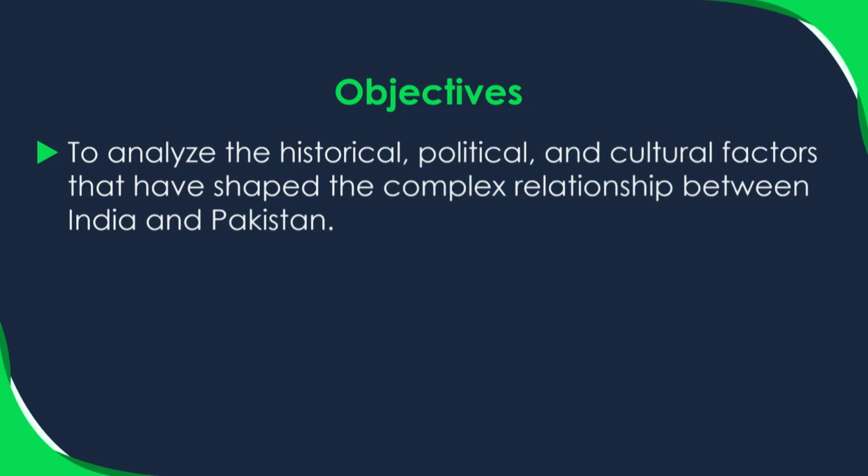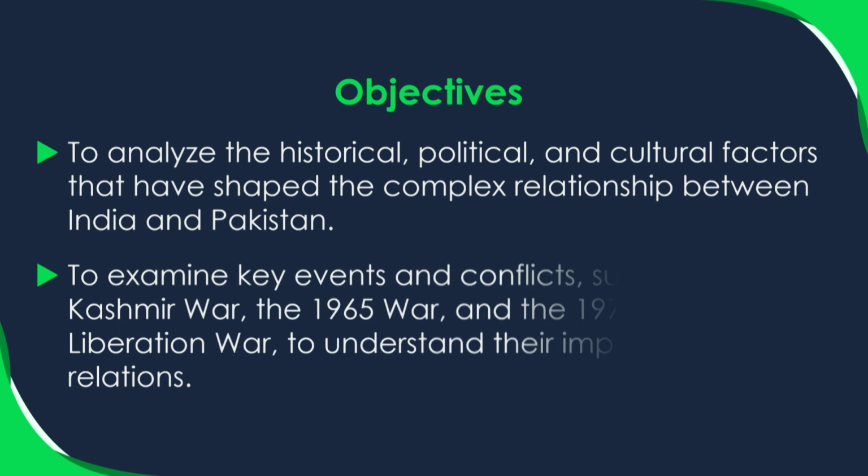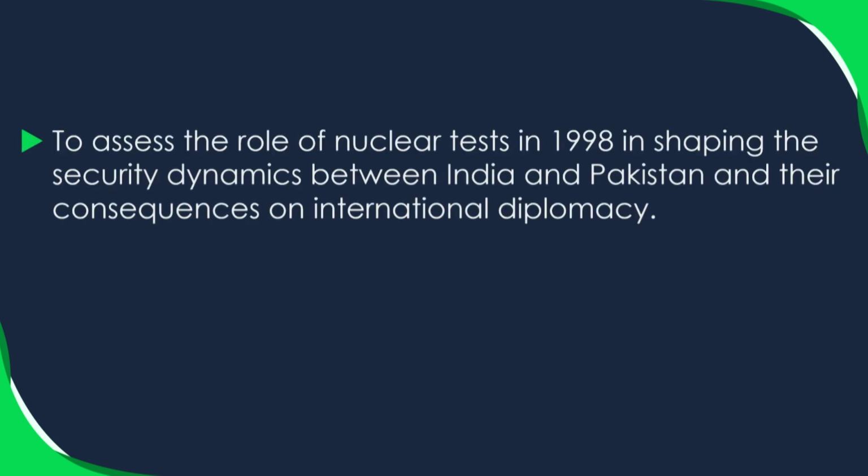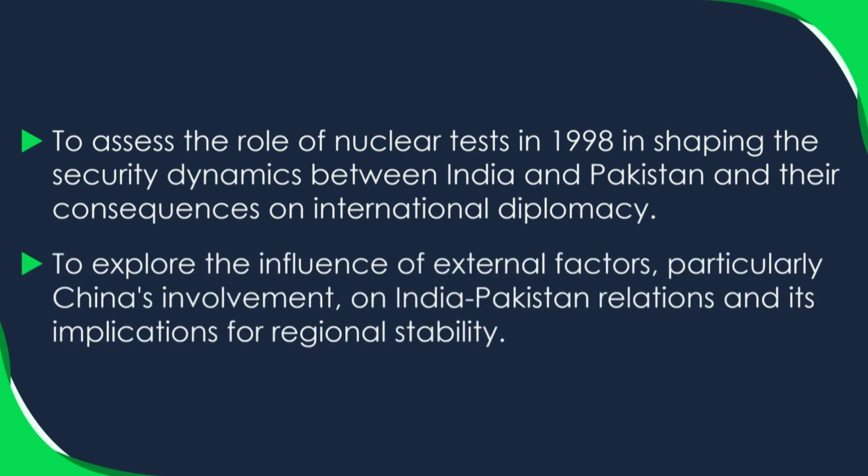The main objectives of this lesson are to analyze the historical, political and cultural factors that have shaped the complex relationship between India and Pakistan, to examine key events and conflicts such as the Kashmir War, the 1965 war and the 1971 Bangladesh Liberation War, to understand their impact on bilateral relations, to assess the role of nuclear tests in 1998 in shaping the security dynamics between India and Pakistan and their consequences on international diplomacy, and to explore the influence of external factors, particularly China's involvement on India-Pakistan relations and its implications for regional stability.